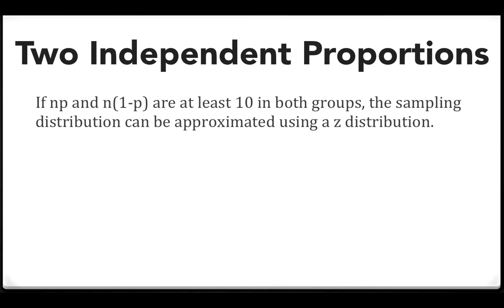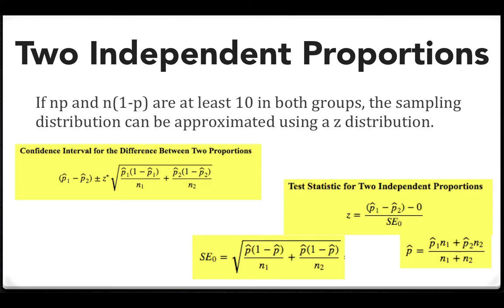For two independent proportions, if n times p and n times 1 minus p are at least 10 in both groups, the sampling distribution can be approximated using a z-distribution. These are the formulas that you'll see this week. The formulas are getting a bit more complex now, but remember that Minitab Express will do these calculations for you.